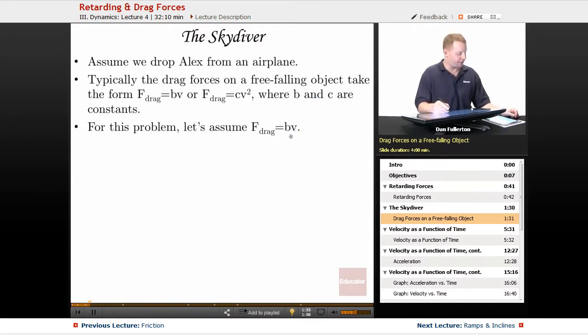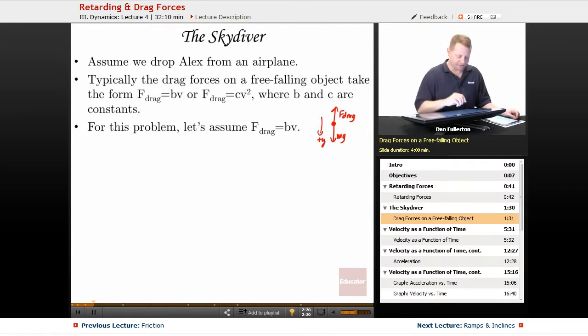For the purposes of this problem, let's assume that the drag force is equal to a constant times the velocity. So let's draw a free body diagram for our dear friend Alex, who we're about to push from an airplane. We have the weight of Alex pulling him down, and the drag force back up. And we'll call down the positive y direction, since that's the way Alex is going to start his motion and finish his motion.